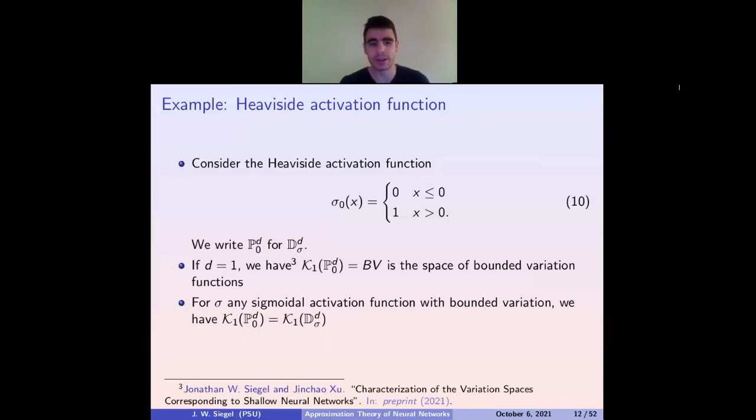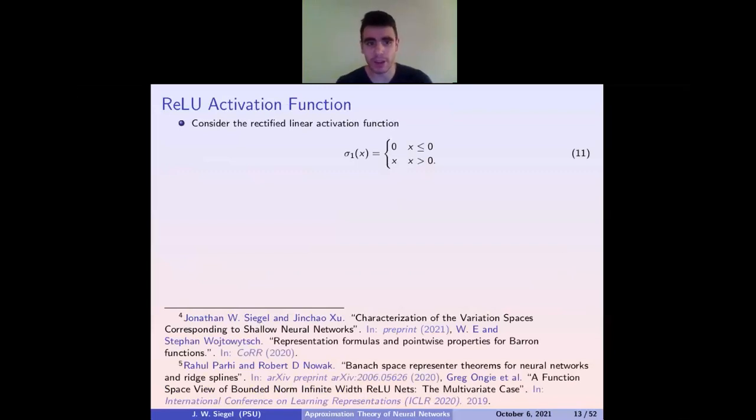That's generally true: the sigmoidal activation function behaves essentially like the Heaviside in terms of approximation properties. It's certainly true that doing gradient descent or something is a lot easier with a smooth sigmoidal activation function, but in terms of being able to approximate a given target function, it behaves essentially like the Heaviside. Okay. So another important example we'll look at is the ReLU activation function.